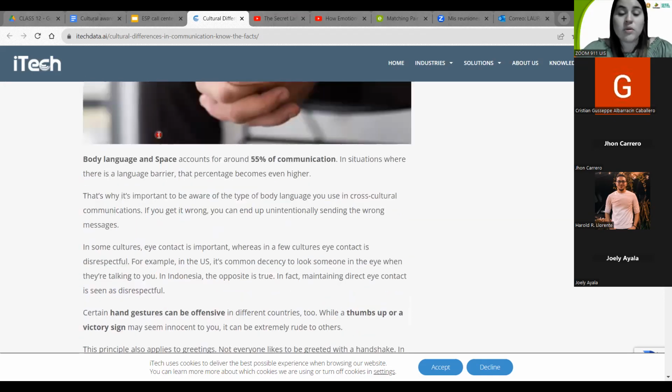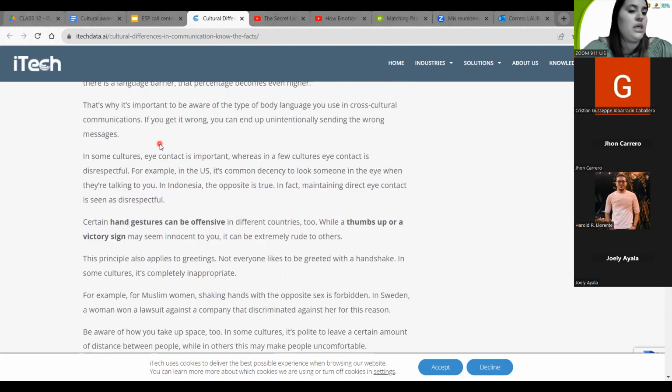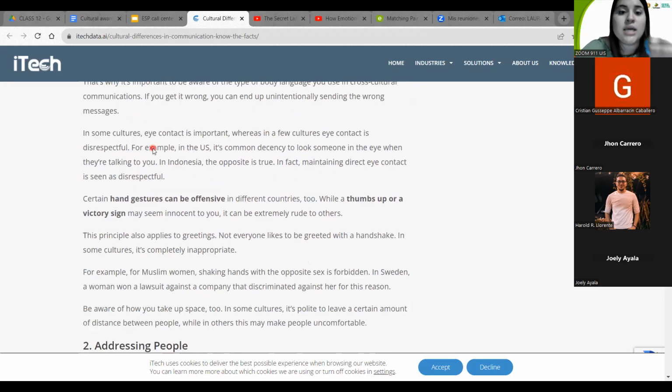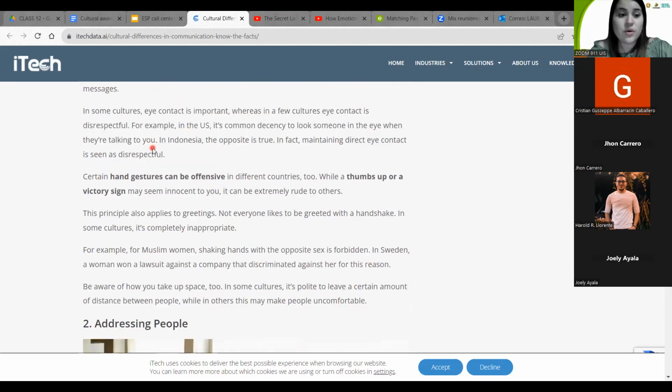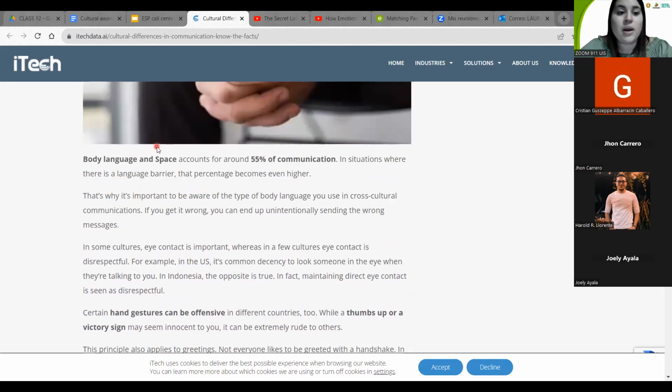Excellent. So body language and space is very important. And then here we have some examples like eye contact and thumbs up. This is like, oh yeah, great, awesome. So for us, it means something positive, but for others it can be extremely rude. Not everyone greets the same way. Maybe not everyone likes to be greeted with a handshake. So that's completely inappropriate in other cultures. For example, women cannot shake hands with men, right? Because that is forbidden. So it's very interesting to know this about body language and space.